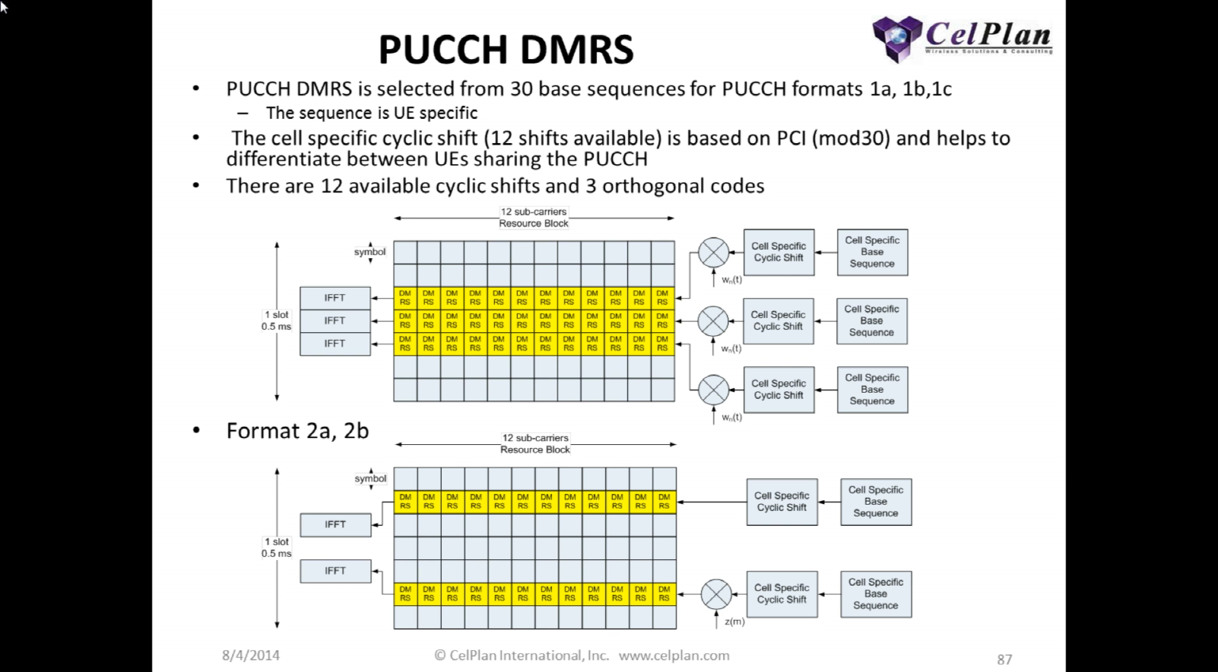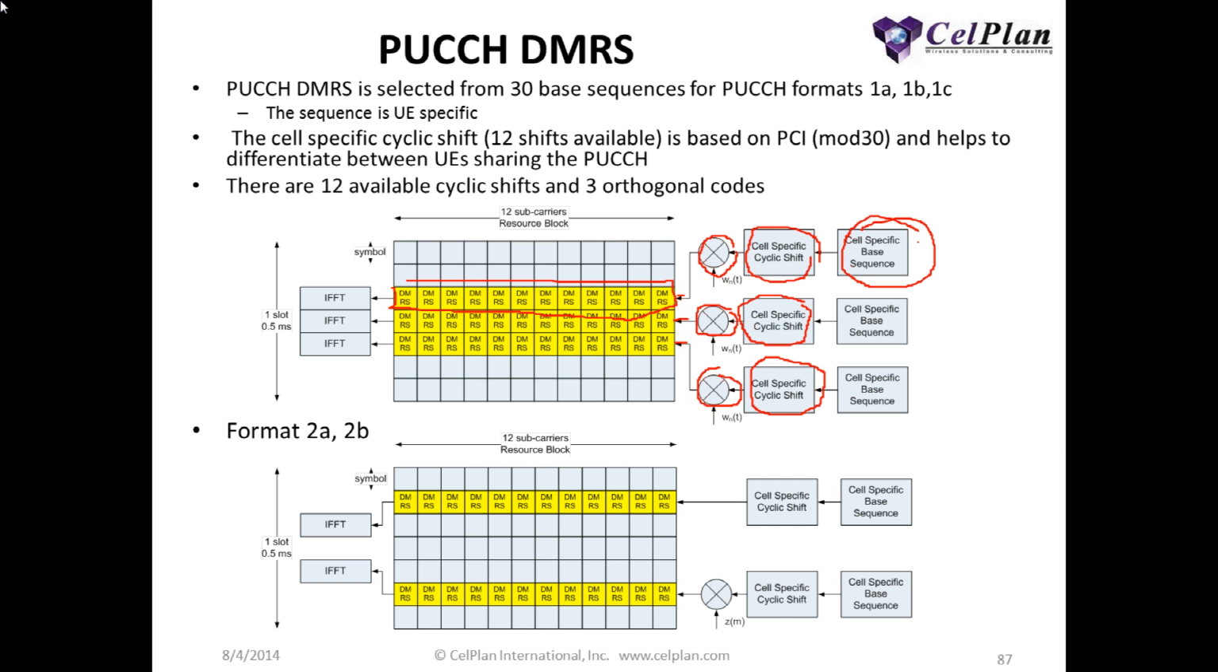Basically what happens is that for the DMRS, the demodulation reference signal, a cell-specific base sequence is chosen, and then for each one of those symbols, there are 3 symbol rows where the DMRS is sent. Each one of those symbols has a different cyclic shift, and then it has an orthogonal code applied to it.